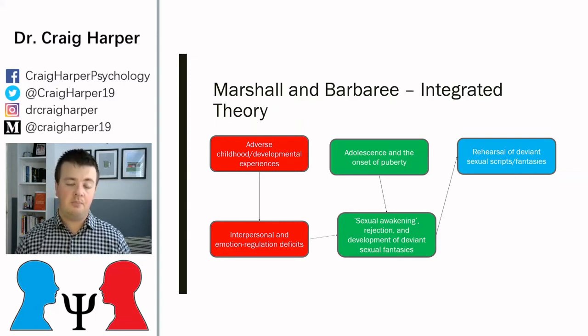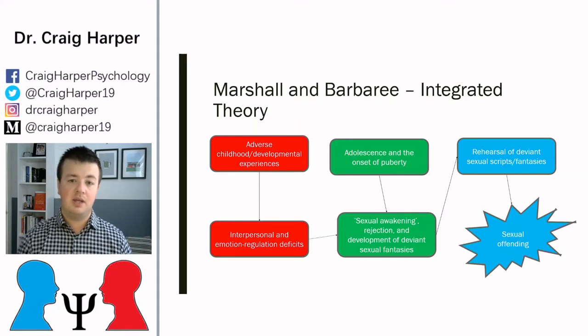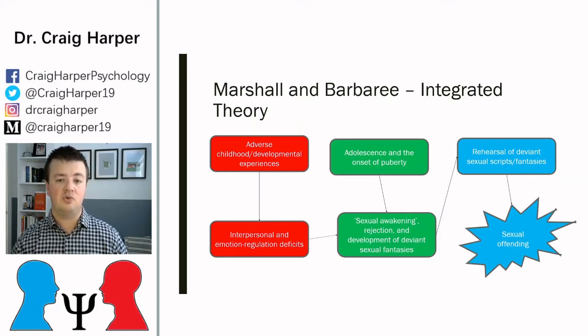And the point here is that through that rehearsal, they start to reinforce the sexual deviancy, the sexual arousal, the sexual fantasy towards maybe beastophilic themes, so themes around forced or coerced sexual interactions. And then the culmination of the model is that a sexual offence takes place once maybe that sexual fantasy isn't enough to sexually satisfy the individual.